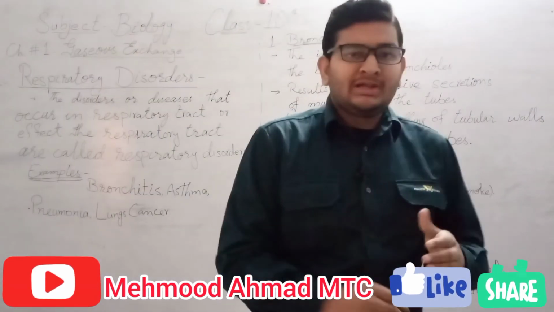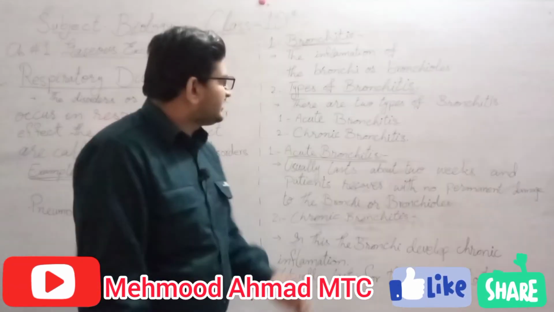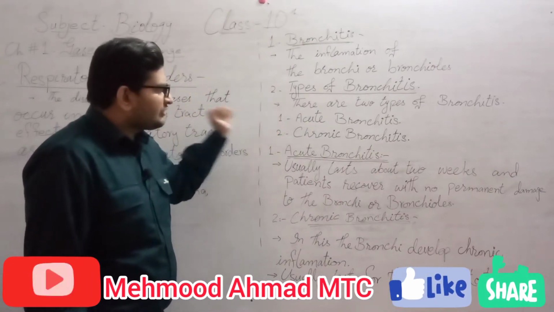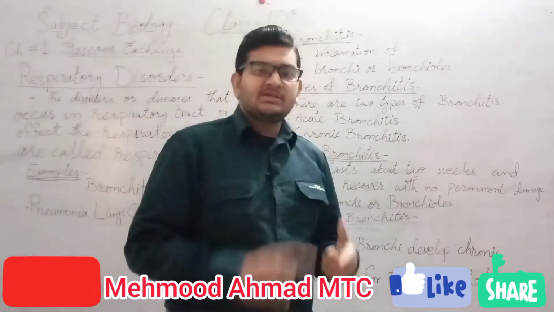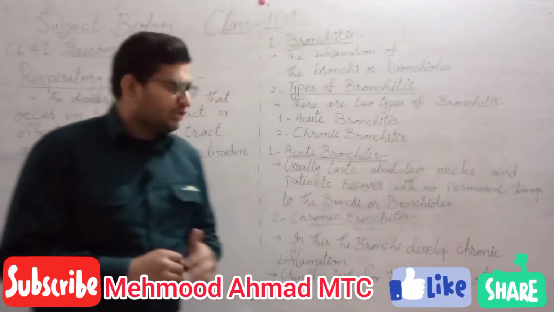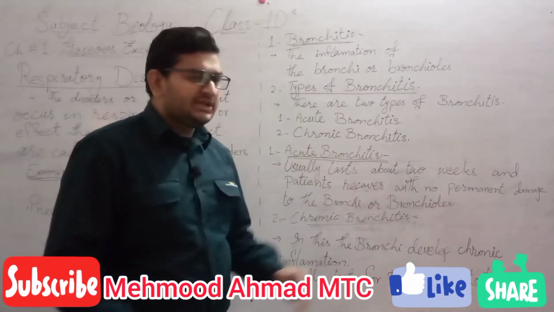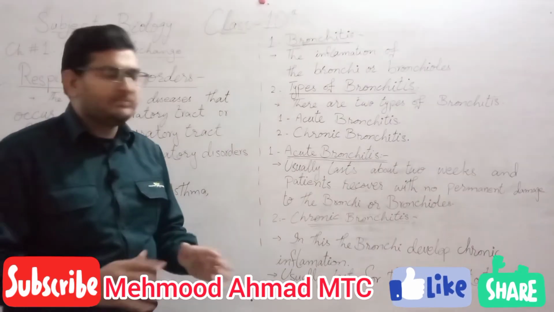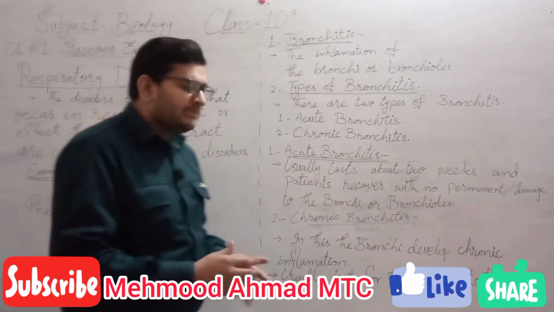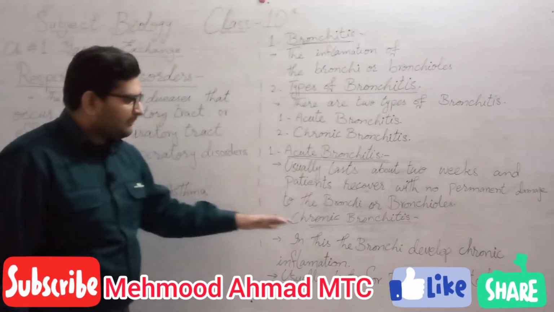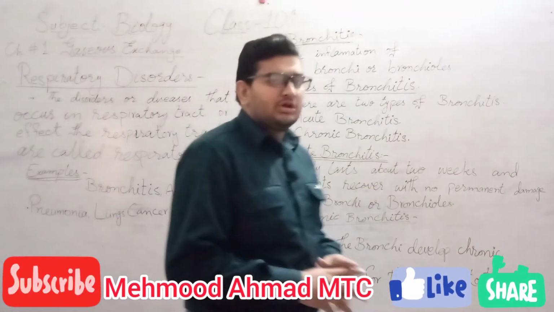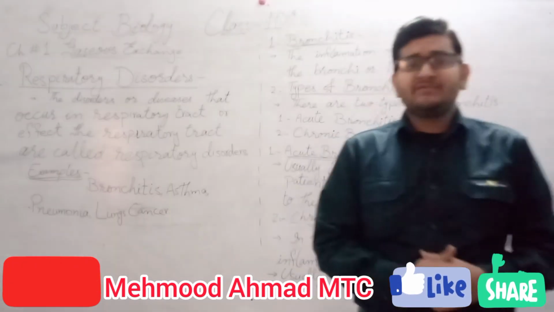Now let's move to its types and symptoms. Dear students, types of bronchitis include two types: acute bronchitis and chronic bronchitis. What is acute bronchitis? Acute bronchitis usually lasts about 2 weeks, and the patients recover with no permanent harm to the bronchi or bronchioles. The second is chronic bronchitis. In this, the bronchi develop chronic inflammation, which usually lasts for 3 months to 2 years. I hope you have understood this.